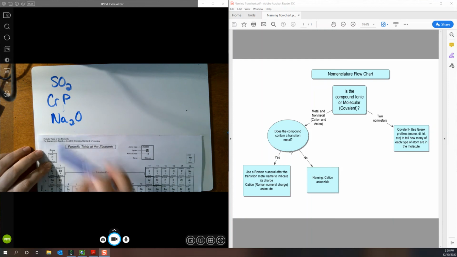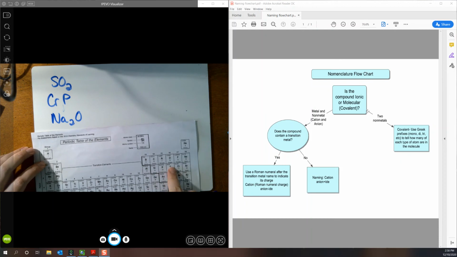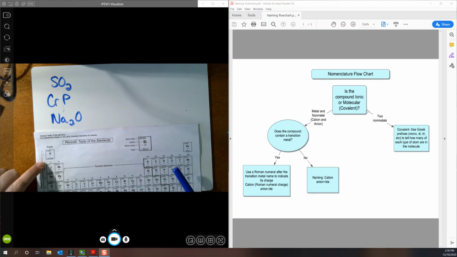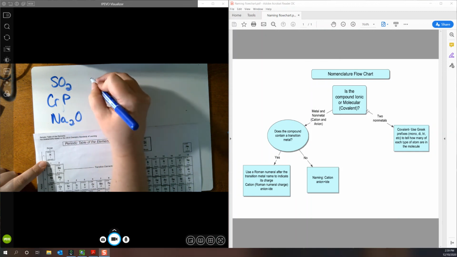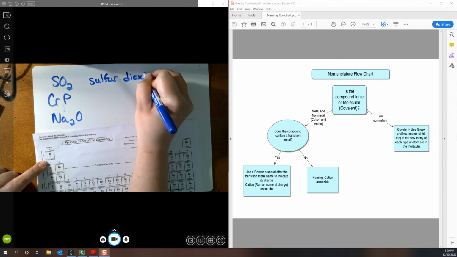Let's take a look at these. So the first one, is it ionic or covalent? That's the first question I always have to ask. Sulfur and oxygen are both nonmetals to the right of that stair-step line, which means that it's covalent. So now I'm going to use those prefixes. Now remember, I don't use mono on the first word. So this would just be sulfur dioxide.